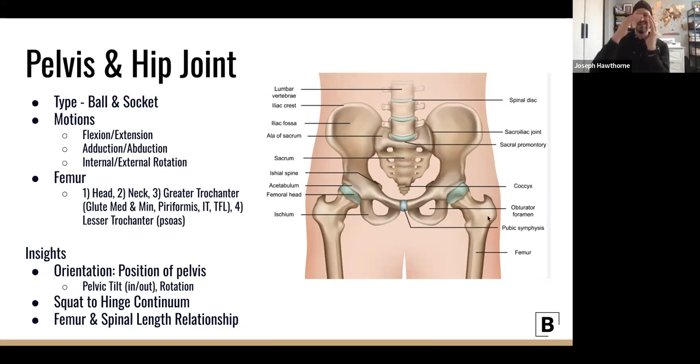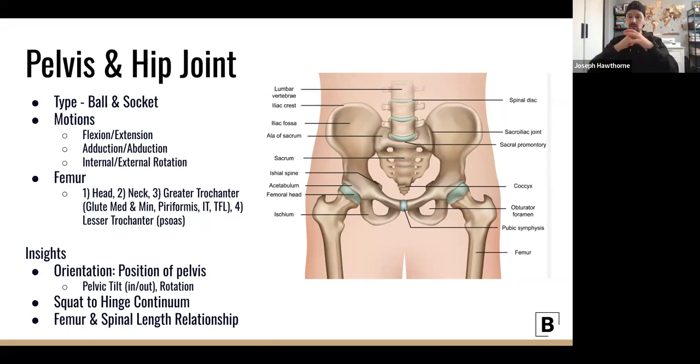So just note, it angles and holds both sides of the hip. So it can do all those wonderful things, right? Pelvic tilt and rotation, we've talked about that, but it does determine a lot of positions here. Then we have the squat to hinge continuum. The hips, as far as the bony skeletal structure, are going to indicate our function.